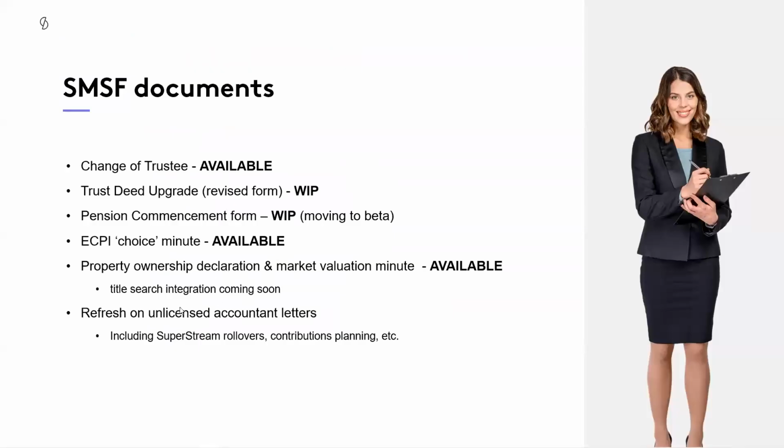And the final thing on here is that we are working through a refresh on our unlicensed accountant letters at the moment. They are currently being signed off internally at Holly Nethercote. So we have incorporated superstream rollovers, so money rolling in, money rolling out, some contribution planning and so forth. So probably early in the new year, you're going to see us give a bit more information out on restructuring the packages to incorporate the unlicensed letters.